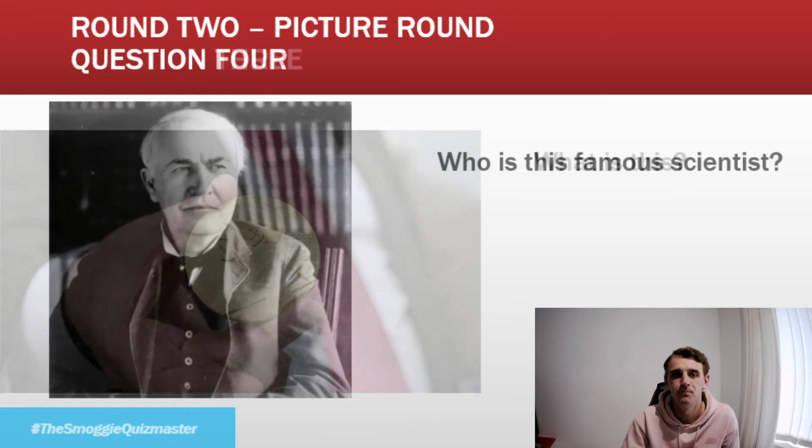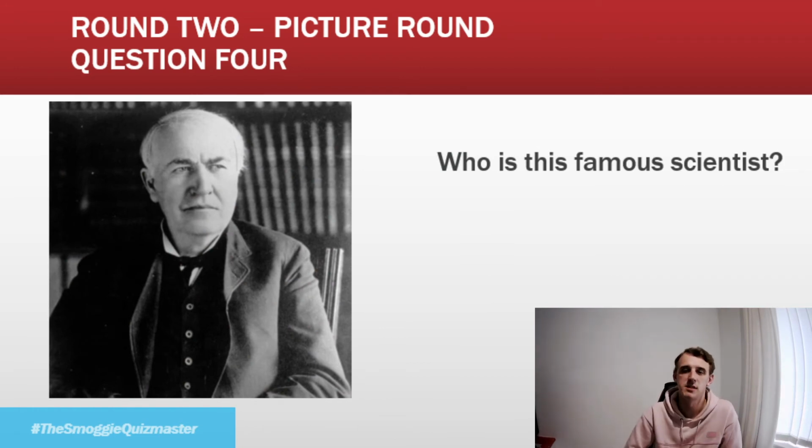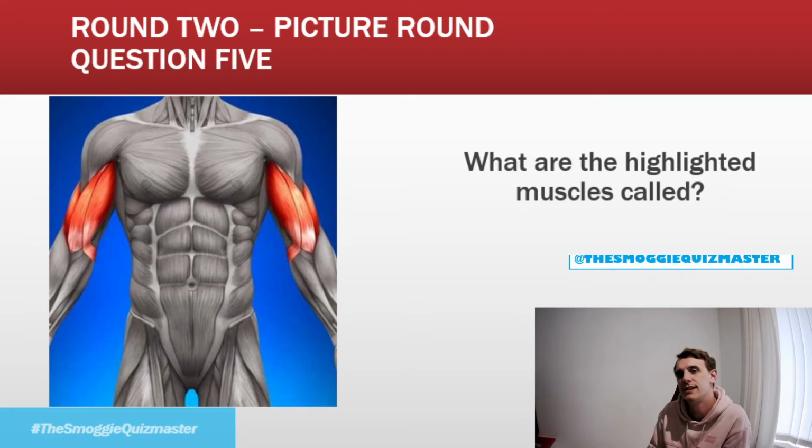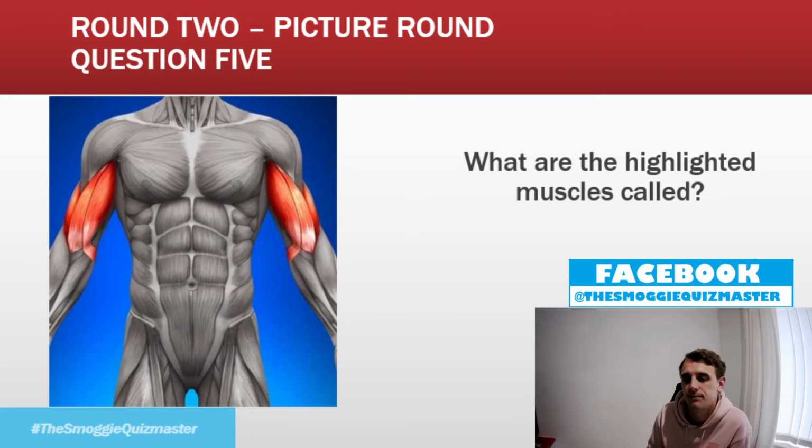Question 4. Who is this famous scientist? So who is this famous scientist for question 4? Question 5. What are the highlighted muscles called? So what are these highlighted muscles called?